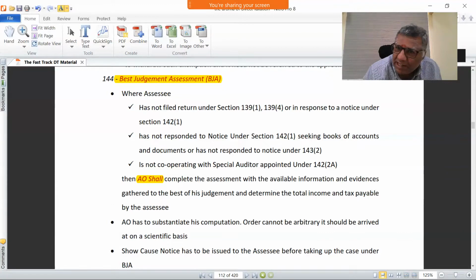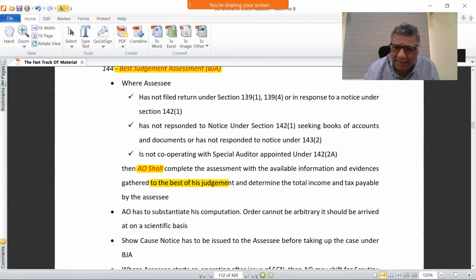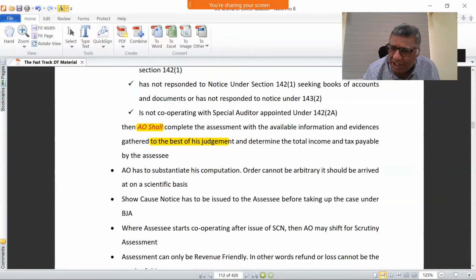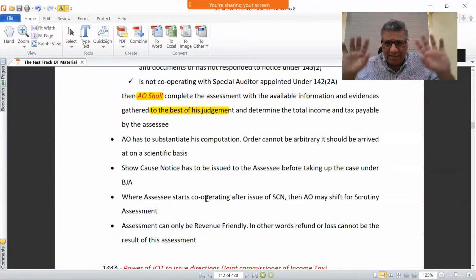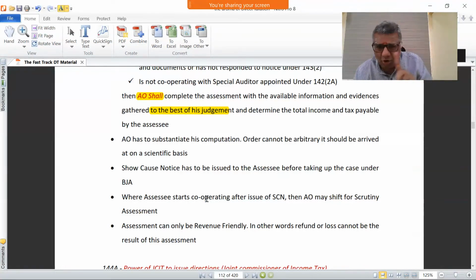Where the assessee fails to file return, fails to respond to notices, fails to cooperate with the special auditor, then the AO shall complete the assessment with the available information and evidence gathered by him to the best of his judgment and determine the income and tax. The AO has to substantiate. It cannot be arbitrary. It should be on a scientific basis. A show cause notice has to be issued to the assessee before taking up the case under BJA. Where the assessee starts cooperating, then go by the normal process.